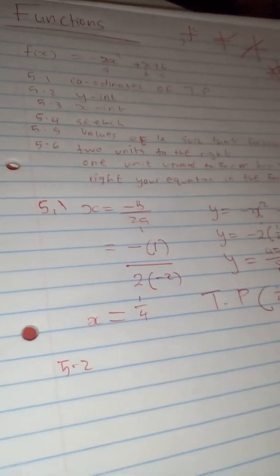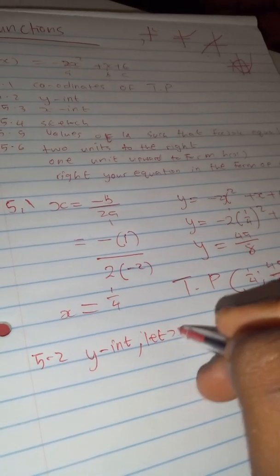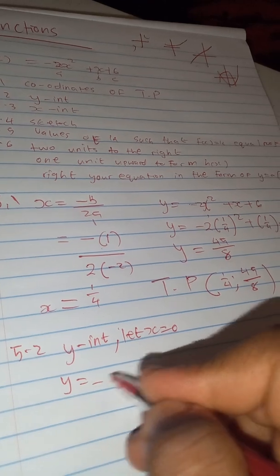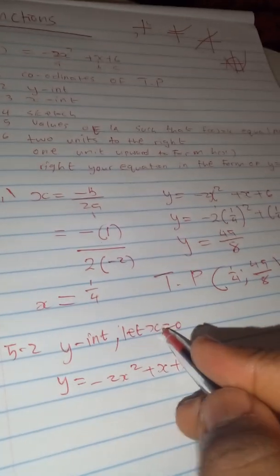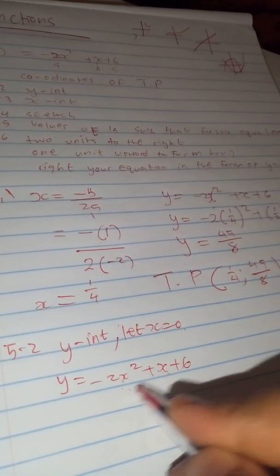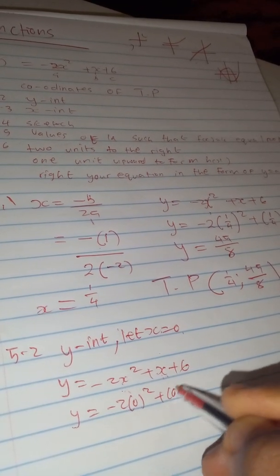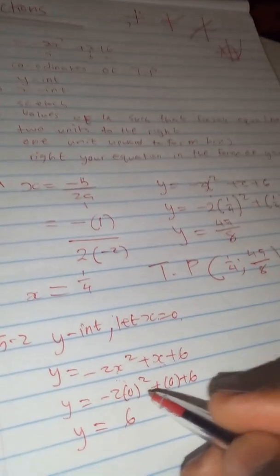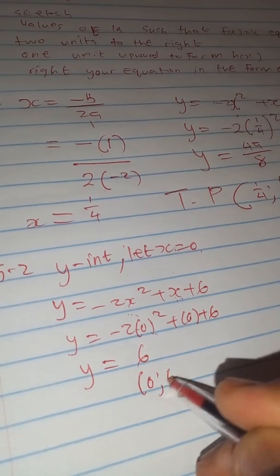They say find the y-intercept. You know on the y-intercept, you let x is equal to 0. So I'm just going to write my equation: y is equal to negative 2x squared plus x plus 6. So y is equal to negative 2 times 0 squared plus 0 plus 6. So guys, come on, obviously the answer is 6. Everything times 0 is 0, 100 times 0 is 0, a million times 0 is 0. So I can write it as coordinates (0; 6).